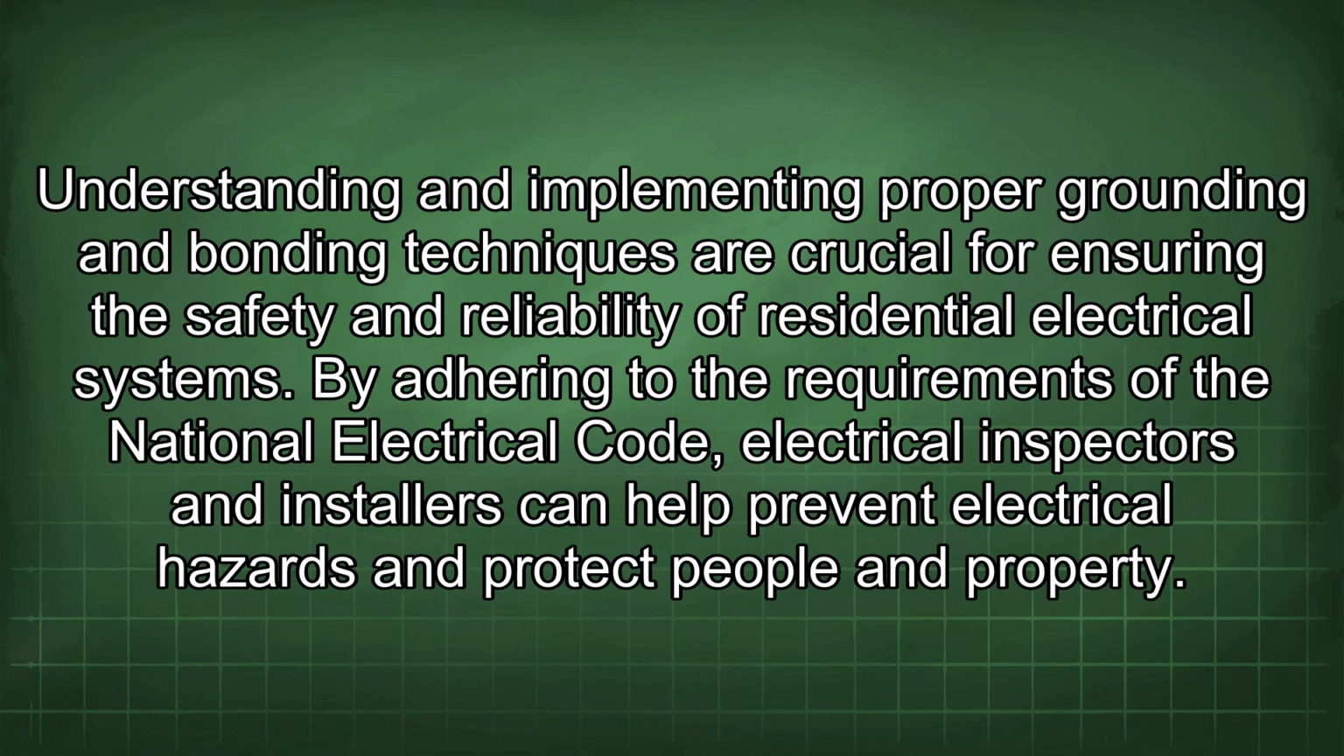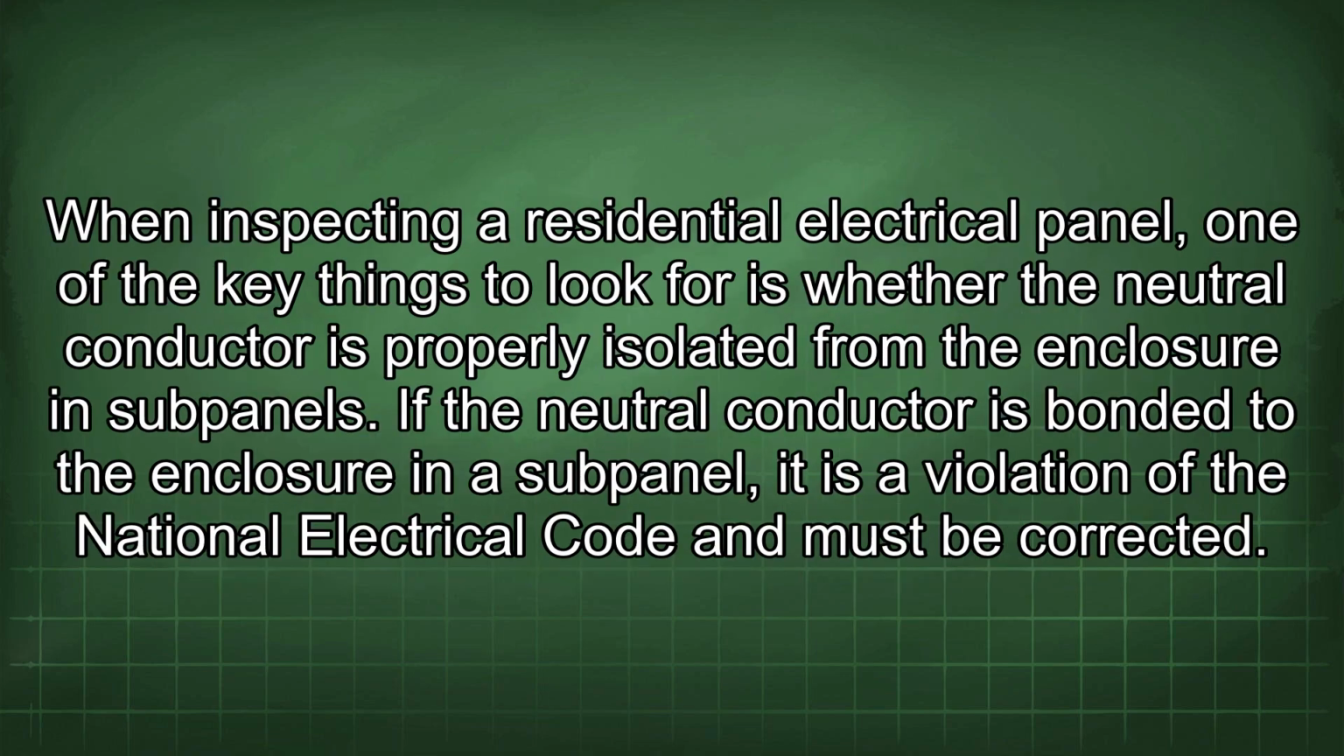Understanding and implementing proper grounding and bonding techniques are crucial for ensuring the safety and reliability of residential electrical systems. By adhering to the requirements of the National Electrical Code, electrical inspectors and installers can help prevent electrical hazards and protect people and property. When inspecting a residential electrical panel, one of the key things to look for is whether the neutral conductor is properly isolated from the enclosure and subpanels. If the neutral conductor is bonded to the enclosure in a subpanel, it is a violation of the National Electrical Code and must be corrected.